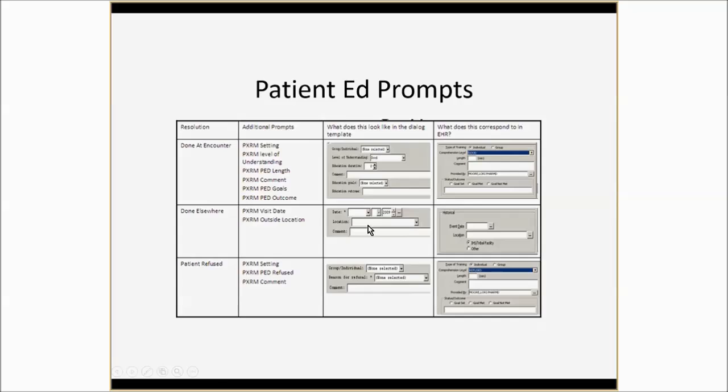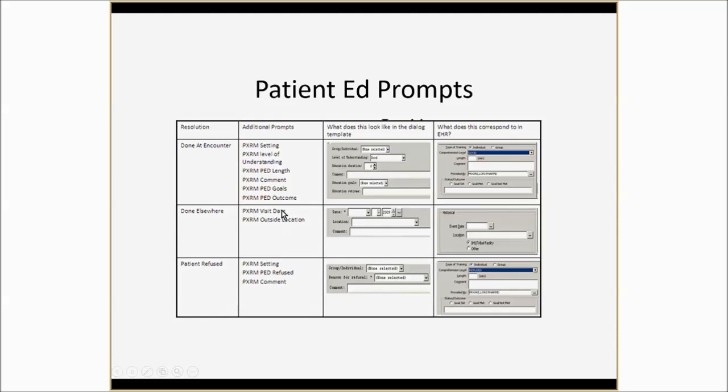So let's go over the different prompts that are available depending on the finding you choose. For this one, in this case, we have the patient education prompt. The resolution is what you see here. That's how you have to build your element. And then these are the additional prompts that you can add to that element. This is how it's going to look on the dialog template. And then if you went to the immunization tab, this is how that immunization tab will look with those corresponding prompts.